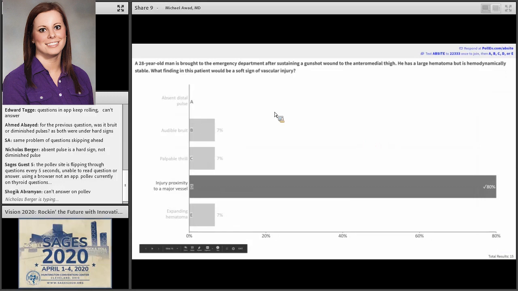Okay, here are the answers for this last question. All the other answer choices are hard signs of vascular injury. So the only soft sign of a vascular injury is that you have an injury in the location of a major vessel.